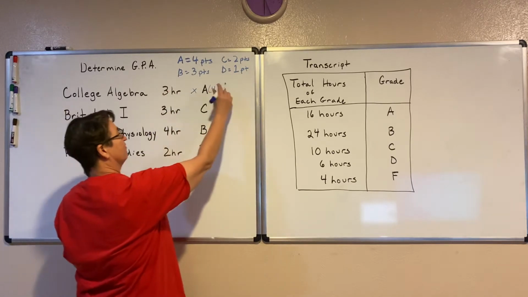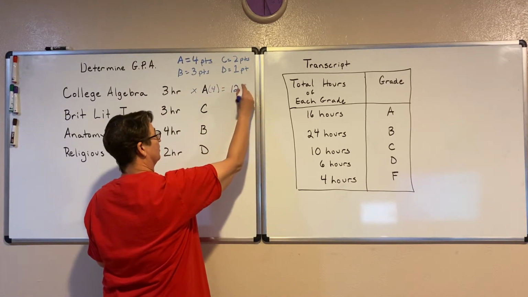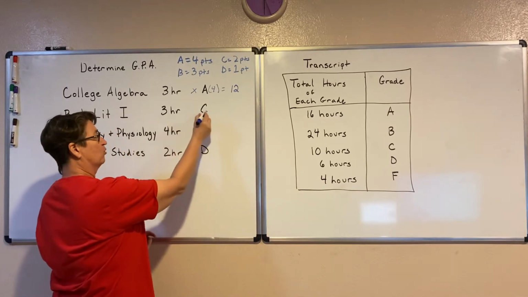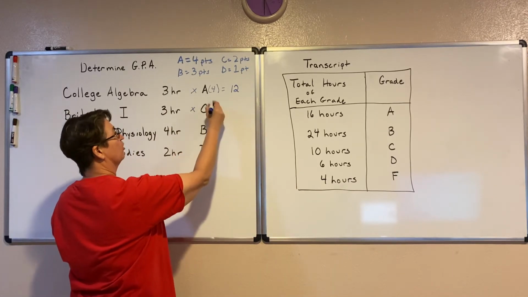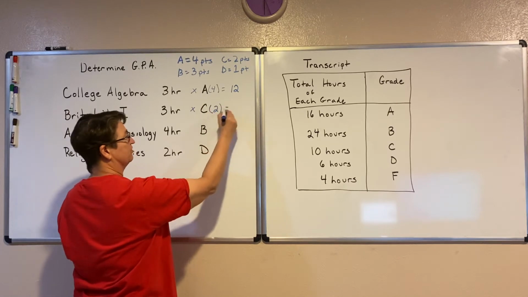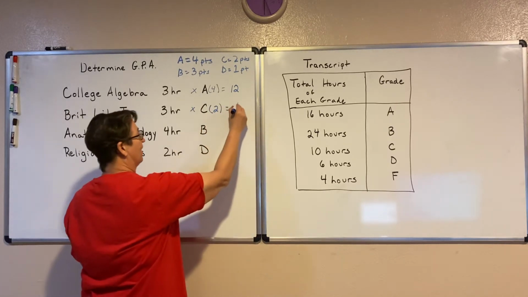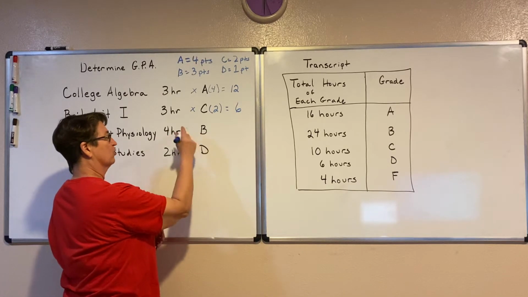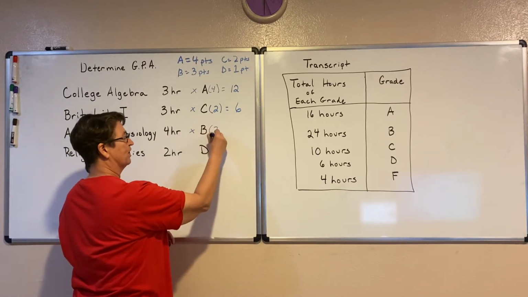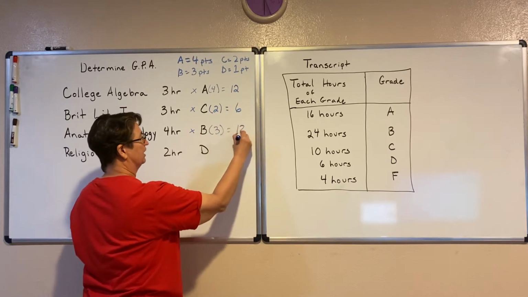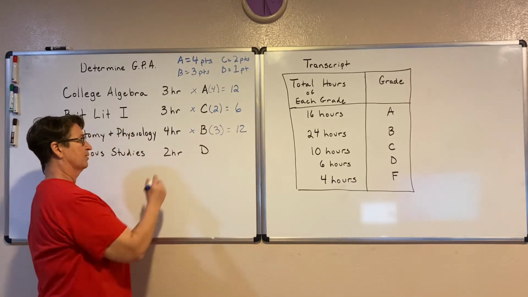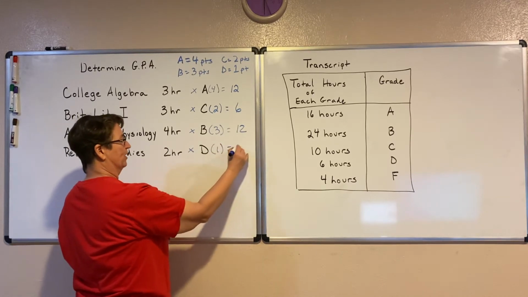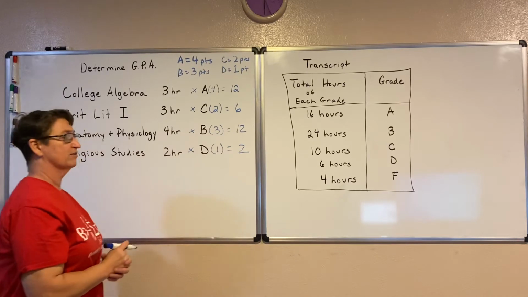In which case, I've earned a total of 12 of those points. This 3 hours, I'm going to multiply by the 2 points that this C is worth, and that one's worth 6 points. Here, my 4 hours times the 3 points that the B is worth gives 12 points. The 2 hours times the D, which is worth 1 point, gives me 2 points.